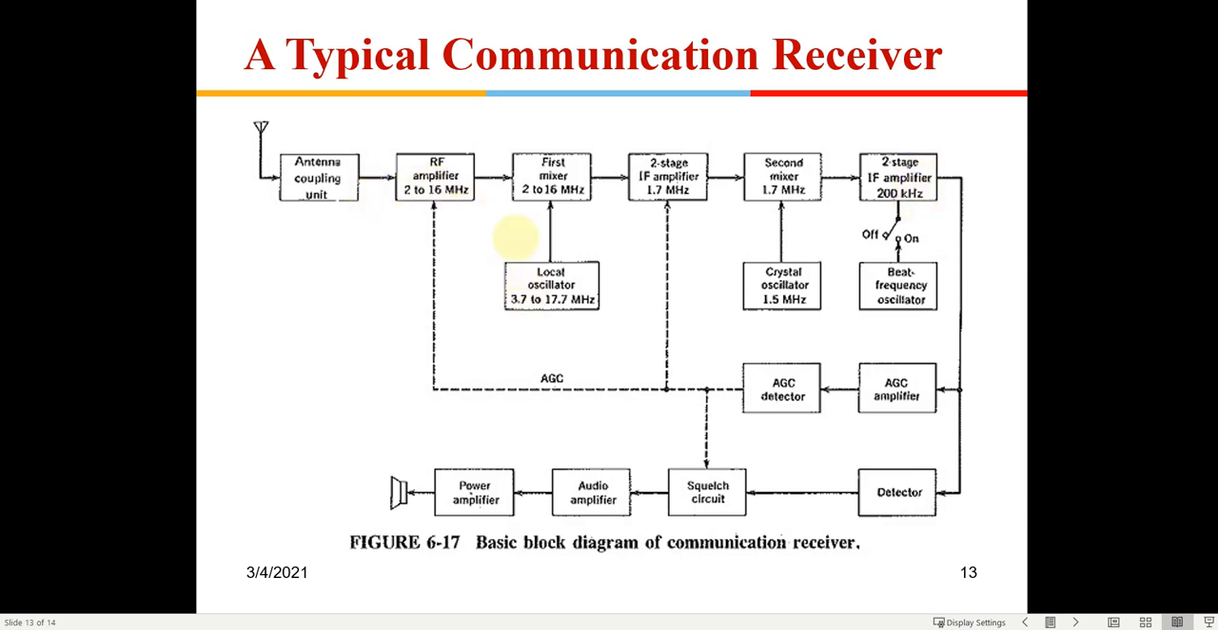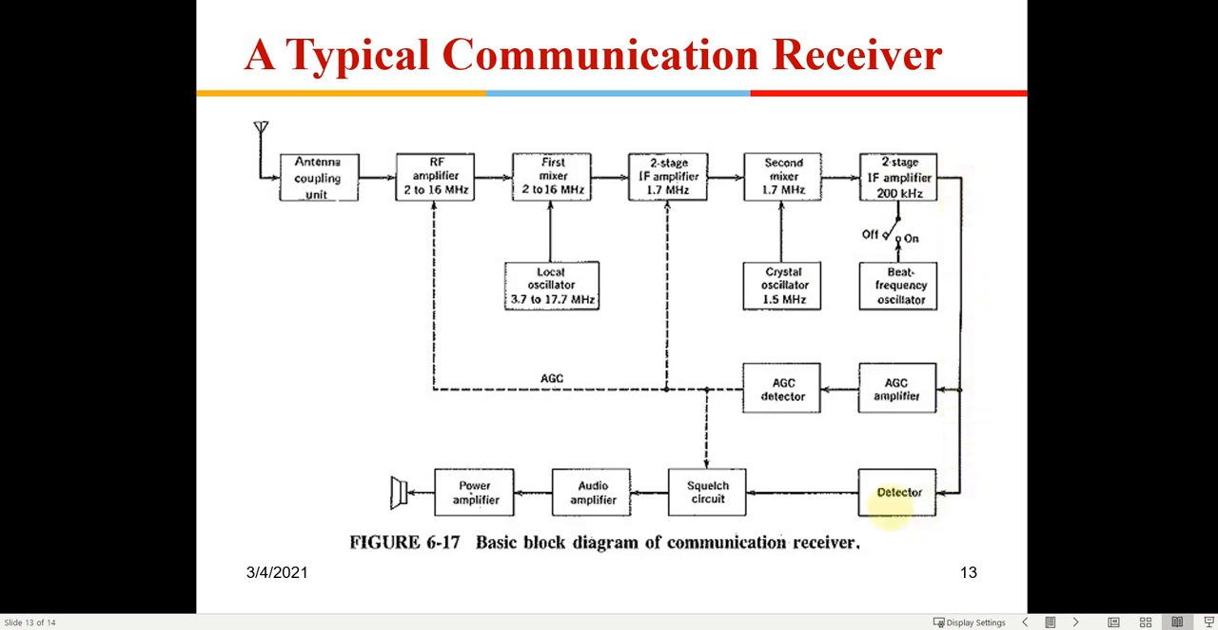Okay, and whereas this IF of 1.7 megahertz is large enough to remove the image frequency. So this will remove the image frequency, whereas this will help in removing the large IF. It will help the RF amplifier to remove the image frequency. Here the low IF will enable us to select the desired frequency.